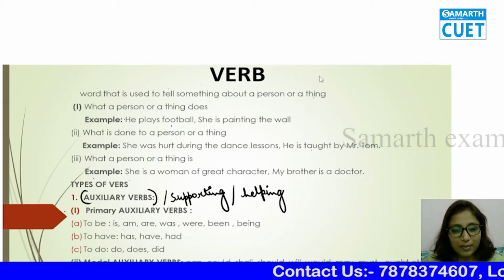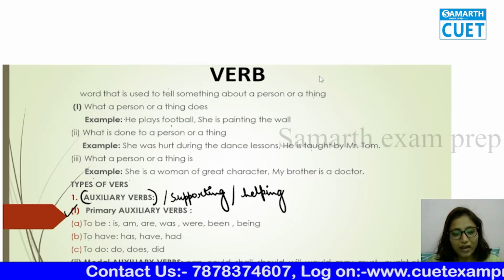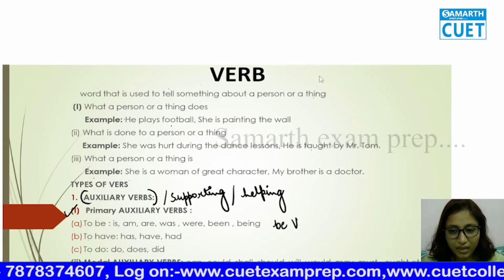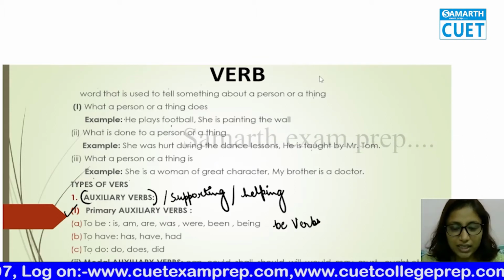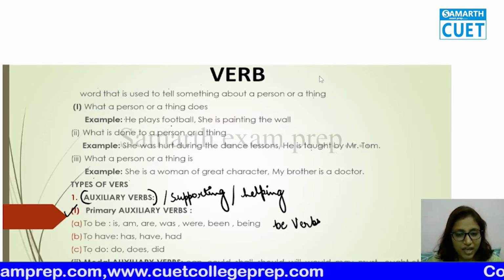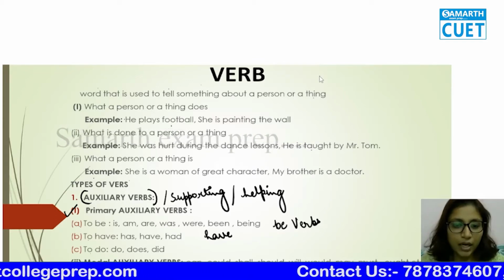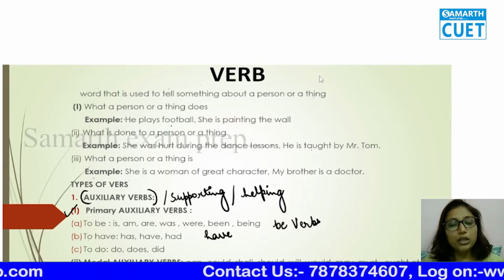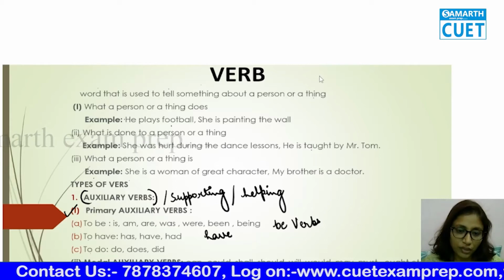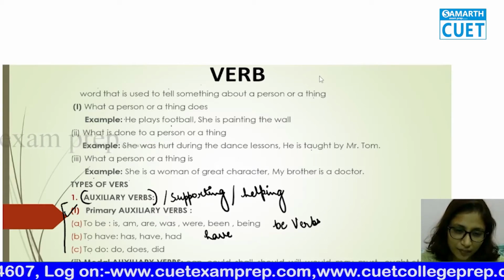So there are first the primary auxiliary verbs. They are differentiated into to be, to have, and to do. To be, and you must have read them as be verbs. Be verbs are is, am, are, was, were, been, being. And to have, that means have verbs: has, have, and had. And to do verbs means do, does, and did. That means different forms of them. Okay, so first we'll discuss primary ones.